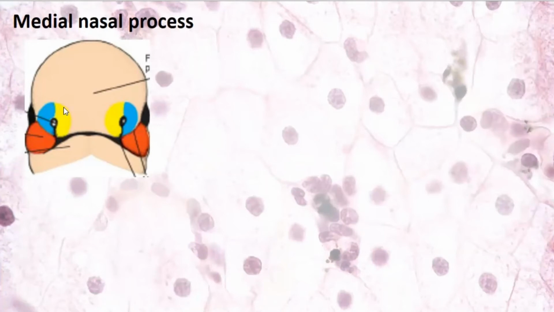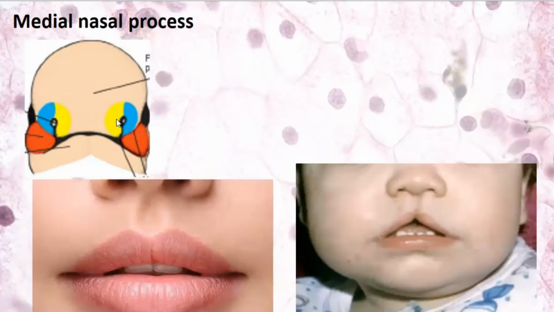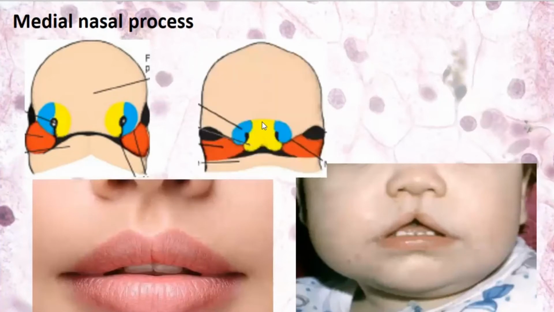Next process, it's medial nasal process. It's paired and it's located on two sides of the face of the embryo, and we can see it on two sides. Later, two medial nasal processes come together and form the common medial nasal process. And in normal condition, we have here a depression which is called philtrum above the upper lip. It's the place of embryonic fusion where two medial nasal processes were fused.